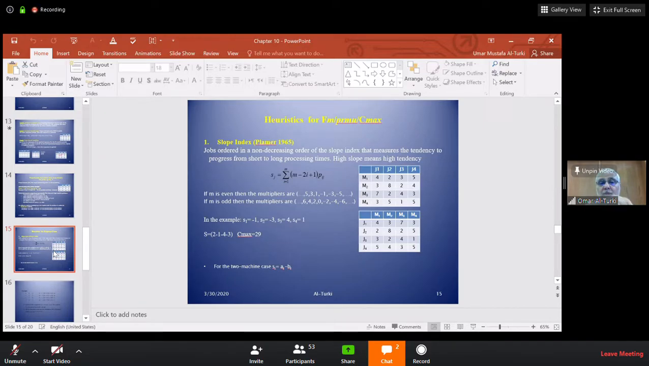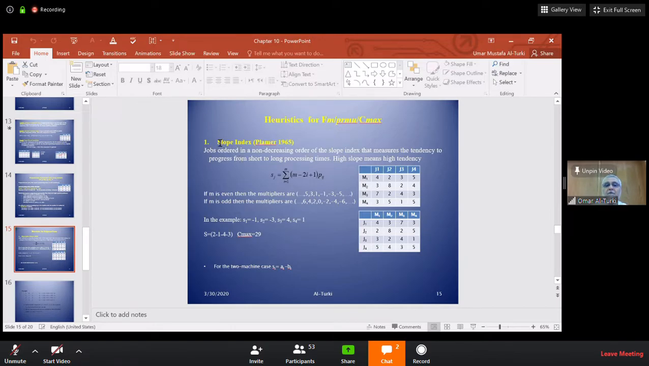Now, we said for the general flow shop problem and for the permutation flow shop problem, in minimizing Cmax with more than 3 machines, we don't have an optimum solution. We don't have a polynomial solution method for solving this problem. We will either do dynamic programming or go to heuristics. Now, there are several well-known heuristics to solve the permutation flow shop problem.